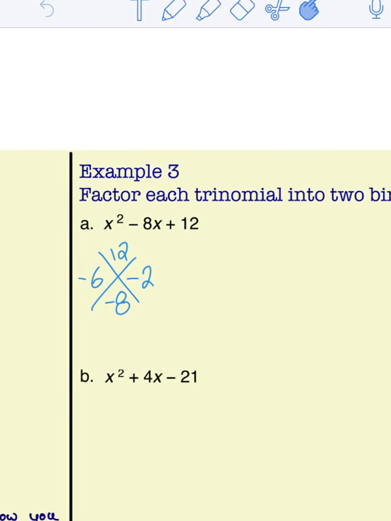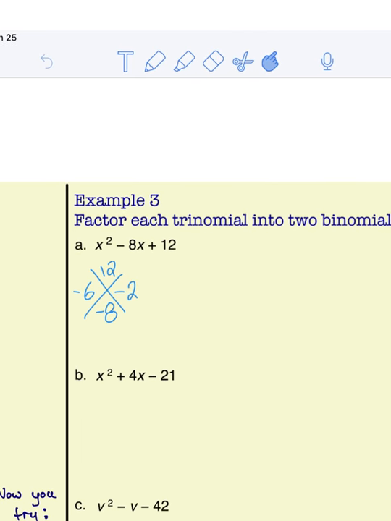So step 2, I'm going to rewrite that trinomial, and I'm going to split the middle term into the magic numbers. So I have x squared minus 6x minus 2x, it's a minus, plus 12. Does not matter which order you write this in, you will get the same answer regardless. Then we're going to factor by grouping. So we're going to group these into two binomials.